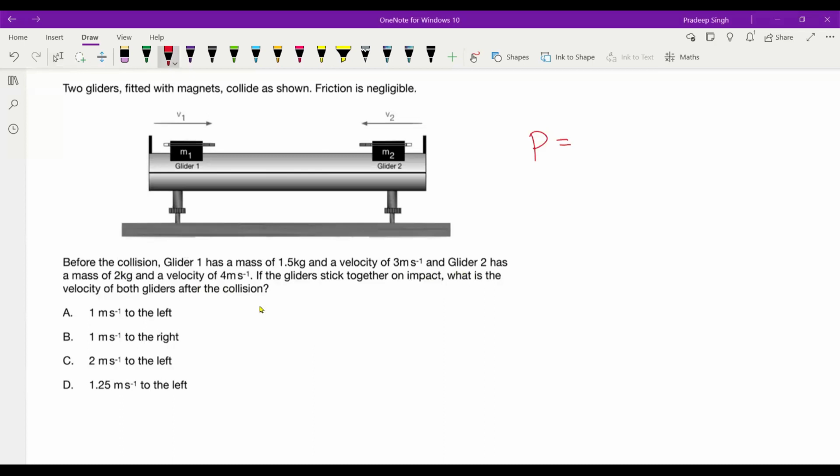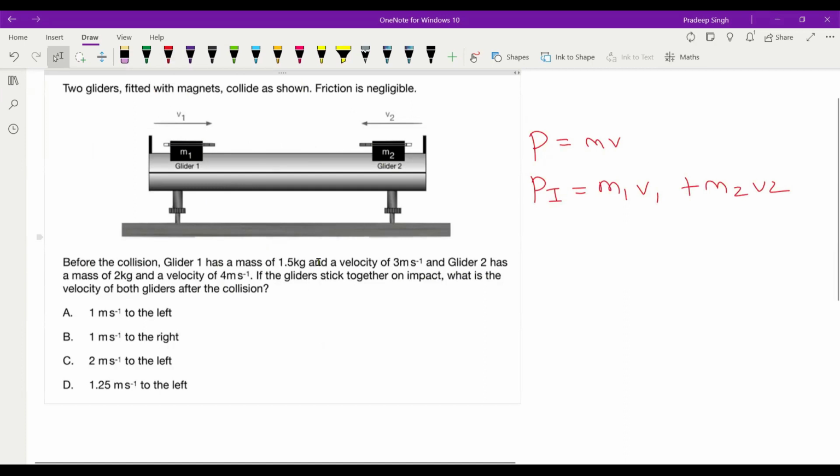Momentum, as we know, is the product of mass and velocity. So we will figure out the initial momentum and equate that with the final momentum. Initially, you can see glider 1 and glider 2 are moving towards each other. So let's write down P initial, which stands for the initial momentum. For glider 1, it will be M1V1, and for glider 2, it will be M2V2.